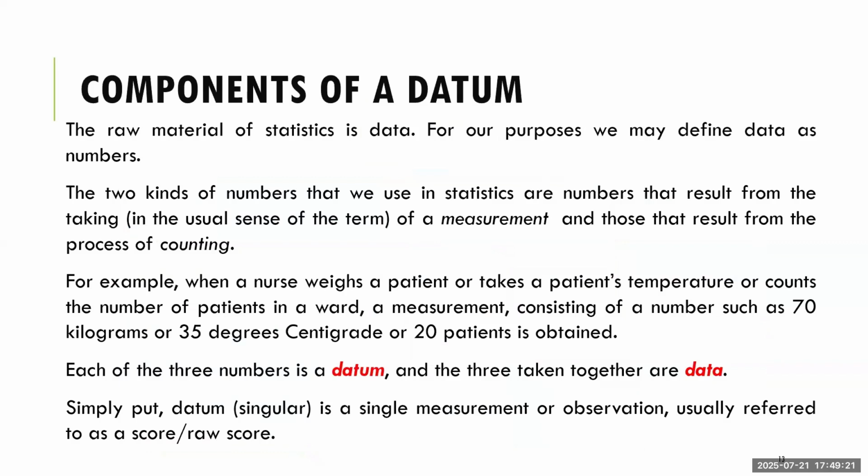So these numbers can be gotten from measurement, or it can be from counting. So you count things or you measure something. When we go to the types of variables, I will explain better. For example, a nurse weighs a patient or takes a patient's temperature or counts the number of patients in the ward. A measurement consisting of a number such as 70 kilograms, 35 degrees centigrade, or 20 patients is obtained. Now, each of these three numbers is a datum, and when they're taken together it is data. So that's just what it is.